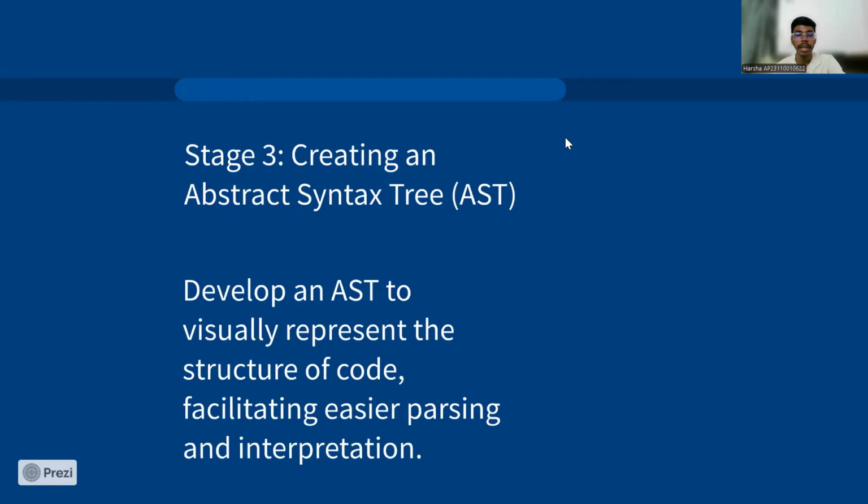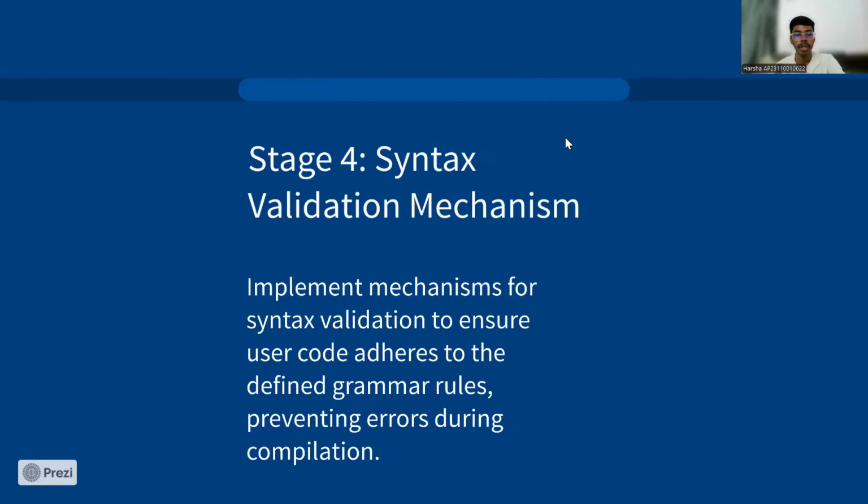The next stage, stage four, is the syntax validation mechanism. It implements mechanisms for syntax validation to ensure user code adheres to the defined grammar rules, preventing errors during compilation. The purpose is to check whether the code follows the grammar rules or not. This is done by the parser in the compiler. The compiler detects the error and shows the message, and it prevents invalid programs from running.